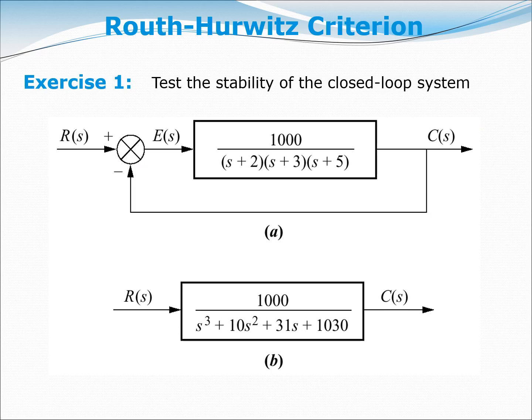Okay, next let's look at exercise number 1. Test the stability of the closed loop system. So we have two figures here, A and B. Figure B is actually the simplified version of figure A after you find the complete transfer function C(s) over R(s). After that you will get the characteristic equation. We will focus on this characteristic equation to develop the Routh array.